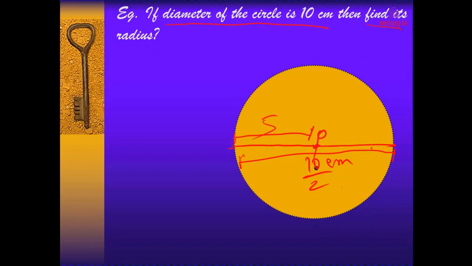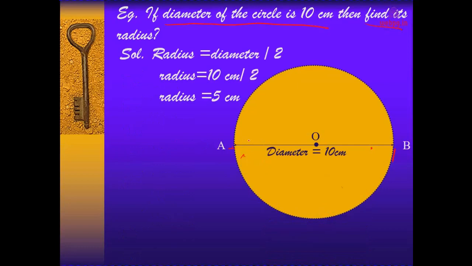Now let me show you how. First let me erase this, and here is the OA, OB, and this is the diameter, and we divide it by 2, and it's equal to 5.